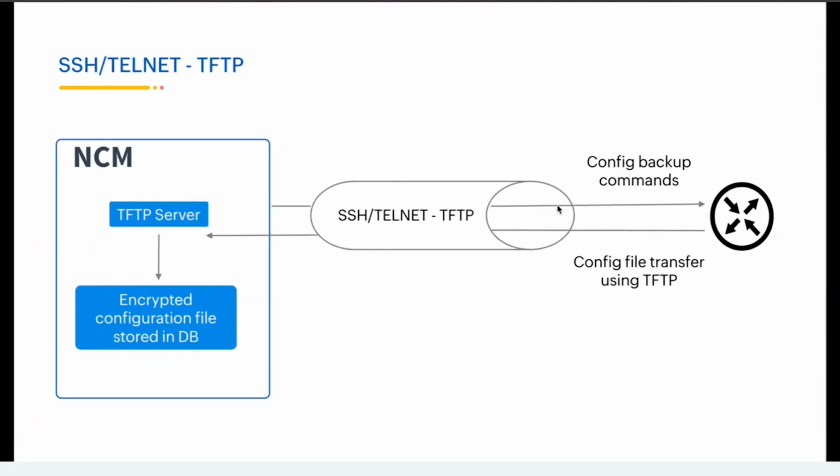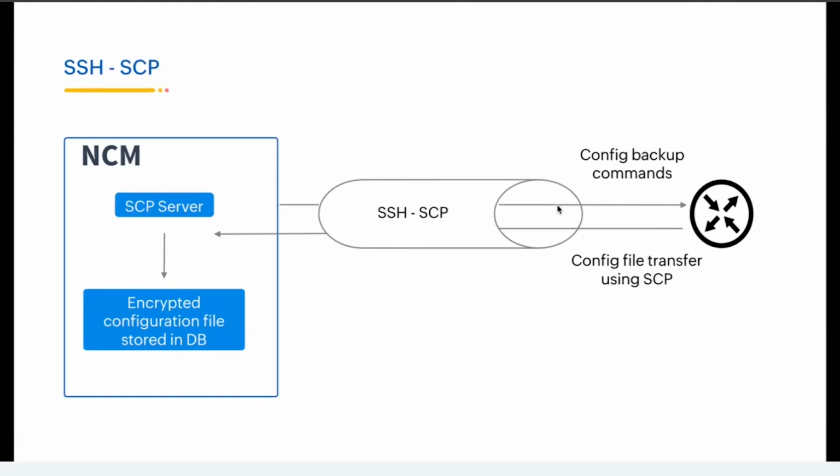Next is the SSH Telnet TFTP protocol. Network Configuration Manager comes with a built-in TFTP server. What happens is that it will send a configuration backup command to the device, and the device will in turn send the file transfer using TFTP. That file transfer will go to the TFTP server, and then it will be encrypted and stored in the database of Network Configuration Manager.